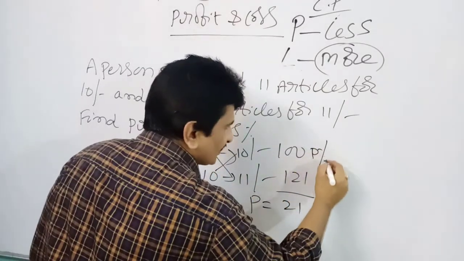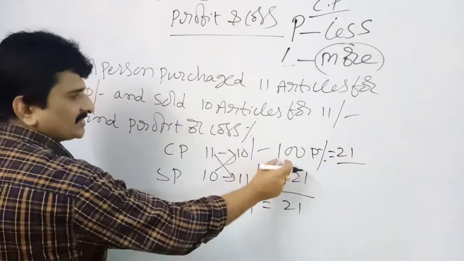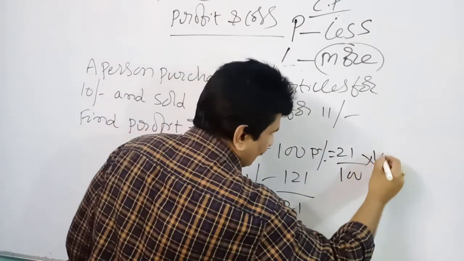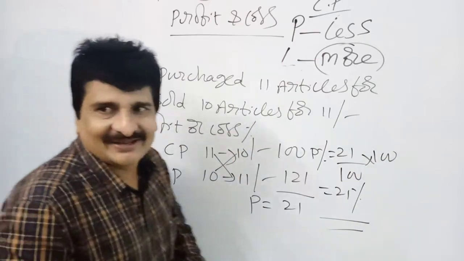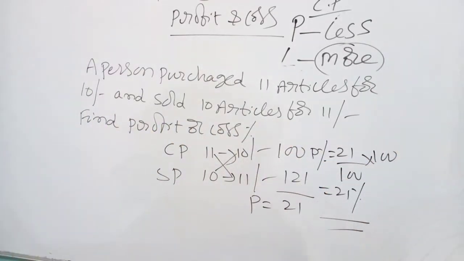So you have to find the profit percentage. 21 by CP, which is 100, into 100. So the answer is 21%. That's a very important shortcut. So the answer is 21%.